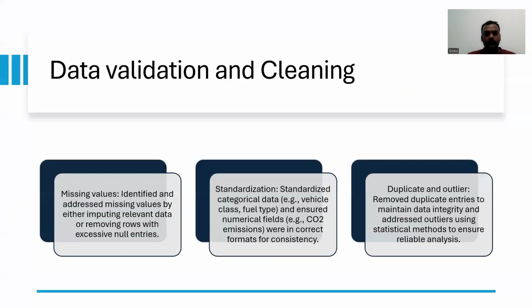Next slide, please. So this is about the data set which we have validated and cleaned. We have identified all the missing values and removed the missing values or the rows from the data set, and we have standardized some of the data based on the categorical. We have differentiated them based on, for example, vehicle and fuel types and CO2 emissions as well. And we have removed some of the duplicates and outliers from the data set using some statistical methods analysis.